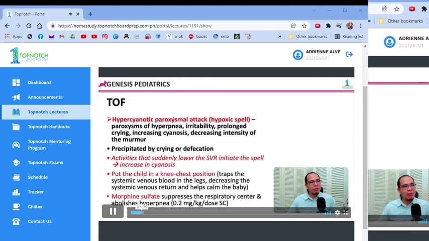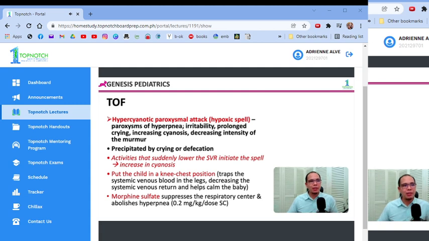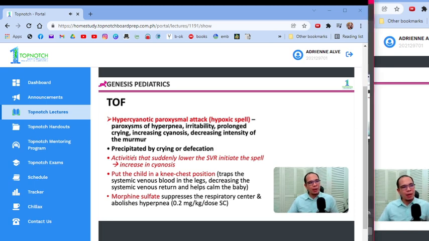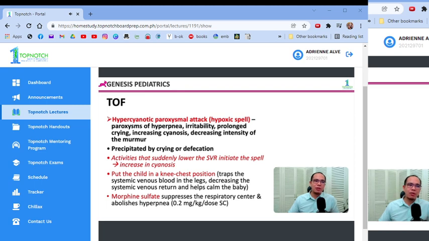Okay? So it's a paroxysmal attack, paroxysm of hyperpnea, so hyperpnea, irritability, prolonged crying, increase in cyanosis, and sometimes there's decrease in intensity of the murmur. Okay? So precipitated by crying, defecation, or other activities that causes catecholamine release. And it is usually initiated by events that lowers your systemic vascular resistance. Bakit importante yan? Again, later sa next slide. To manage it, you usually put the child in a knee chest position and you give morphine sulfate. So again, sasabihin din natin mamaya kung bakit yan yung management.